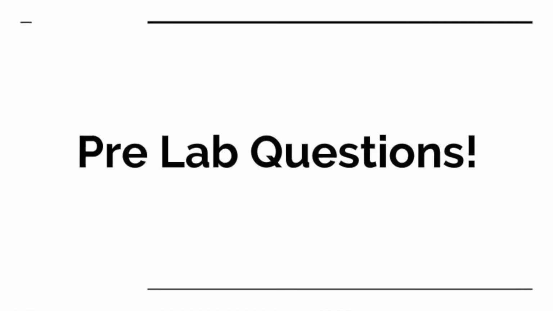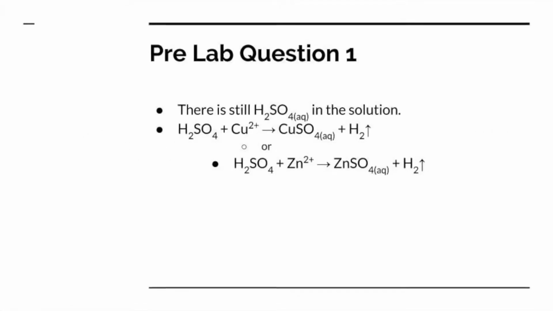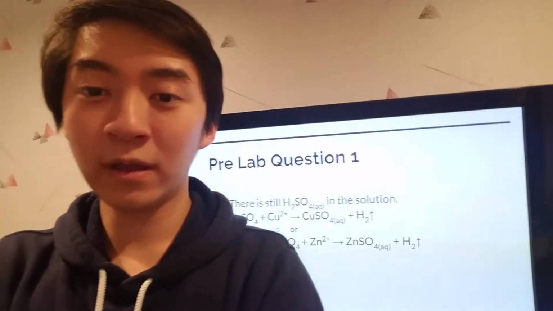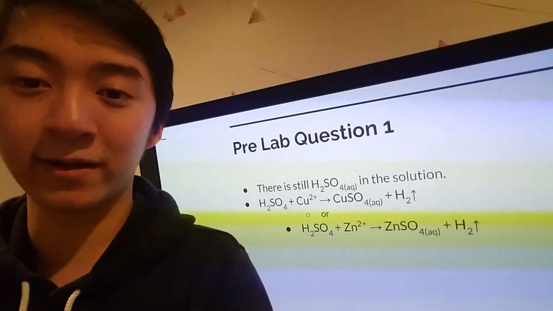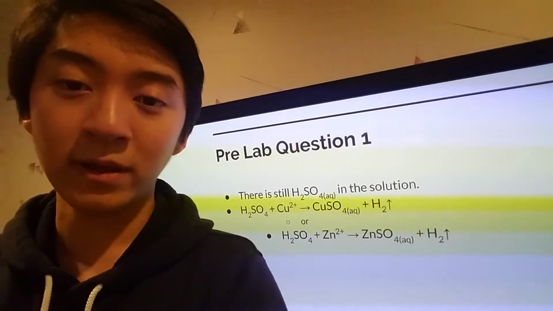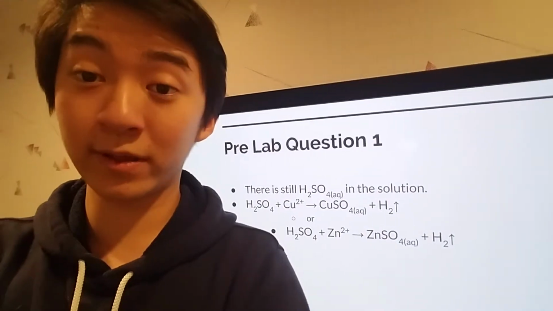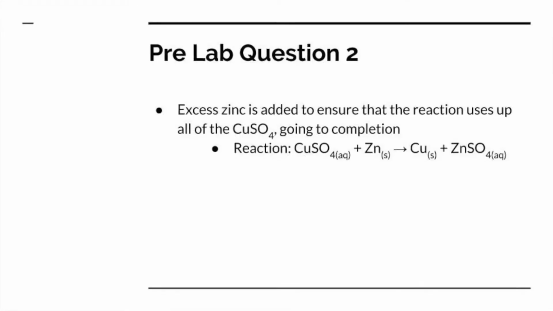Now on to the pre-lab and post-lab questions. When the zinc undergoes a reaction with copper, hydrogen gas is also produced because there's H2SO4 inside the solution, and therefore, either by the reaction of the Cu2+ ion or more likely the Zn2+ ion with the H2SO4, ZnSO4 or CuSO4 is produced, along with the hydrogen gas.